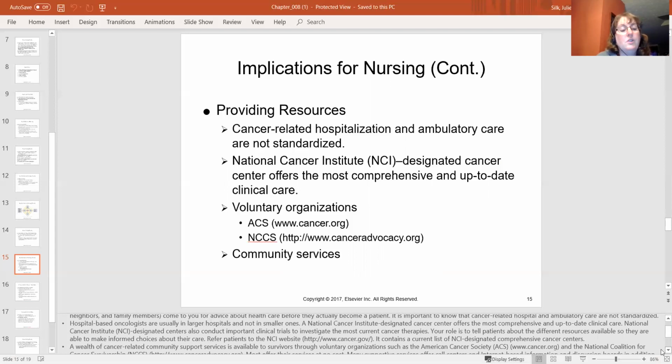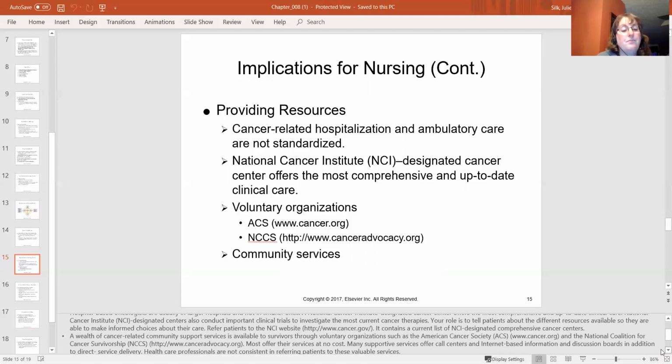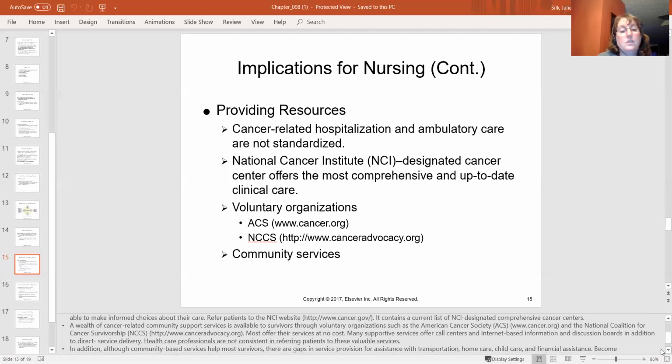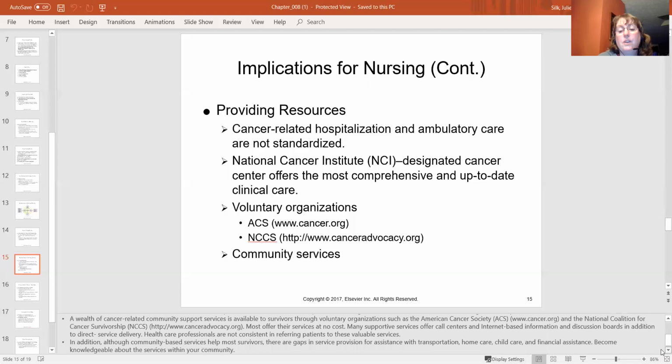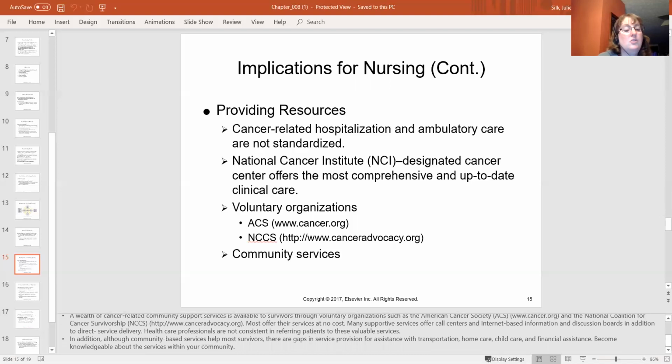A wealth of cancer-related community support services is available to survivors through voluntary organizations like the American Cancer Society. Healthcare professionals are not consistent in referring patients to these valuable services. In addition, although community-based services help most survivors, there are gaps in service provisions for assistance with transportation, home care, child care, and financial assistance. Be knowledgeable about the services within your community.